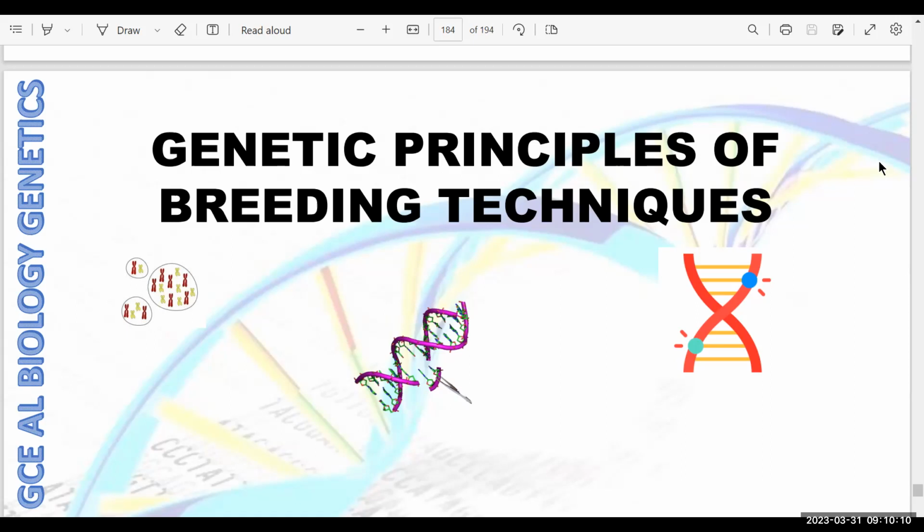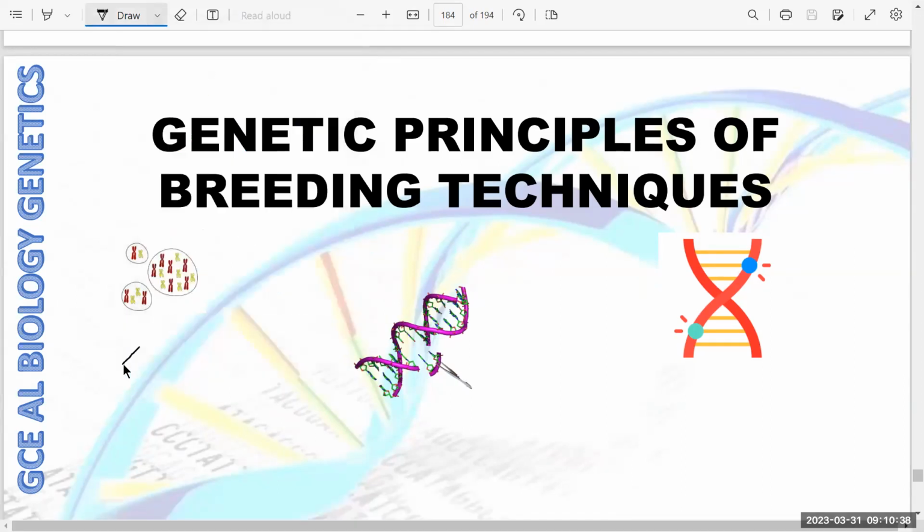Now here we can go several steps further to change the gene level. First, polyploidy; second, induced mutation; last, genetic modification. We already discussed polyploidy, especially in plants, and induced mutation, again mostly in plants. But genetic modification, we can apply to both plants and animals.